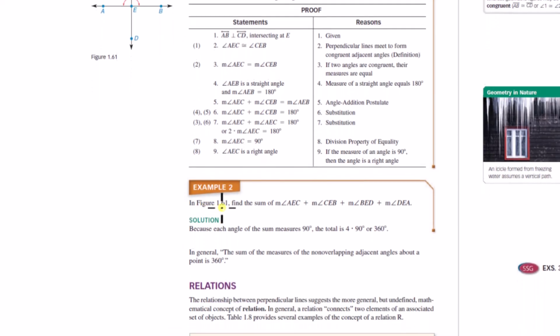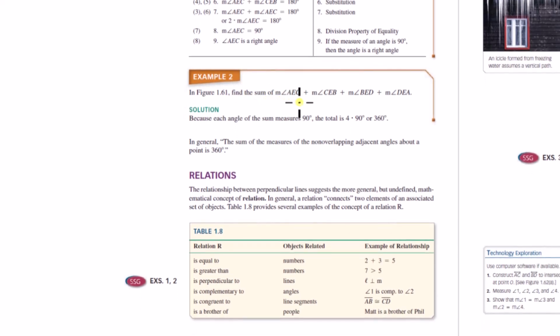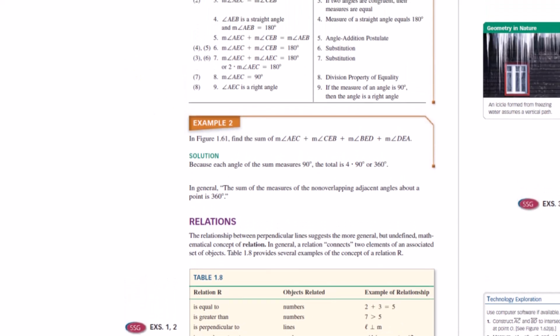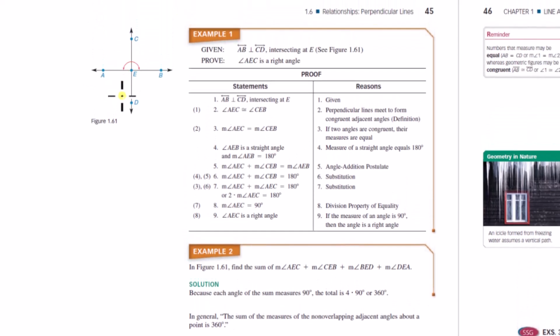Okay, let's see. In figure 1.61, the sum of the measure of angle AEC plus the measure of angle CEB plus the measures of the other angles: find the sum of all four angles. Well, if we look here, the sum of all four angles is going to be 360 degrees because it's a full rotation. It's two straight angles. It's this angle, a straight angle, plus another straight angle, 360 degrees.